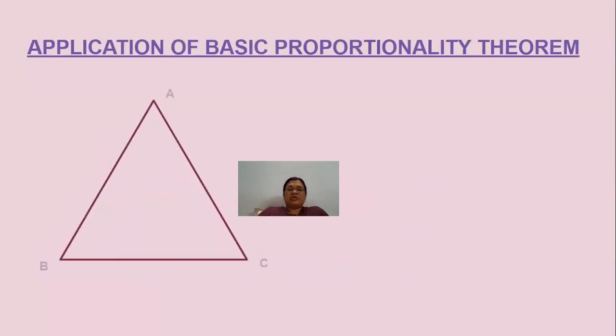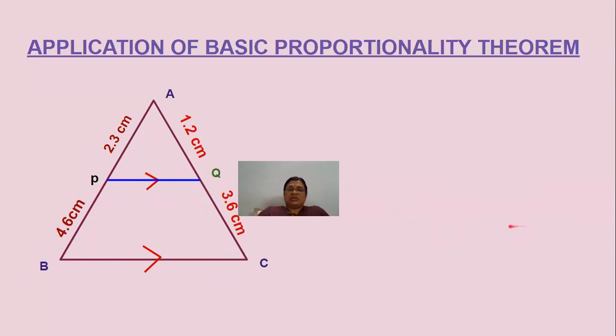Next, one more problem. See, here also one more triangle is given, ABC, and here also PQ, which is parallel to BC, and some values are given. Here also the same question may be asked. You see whether APQ is similar to ABC or not.